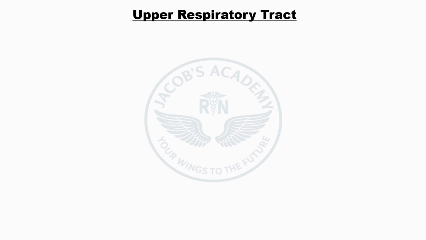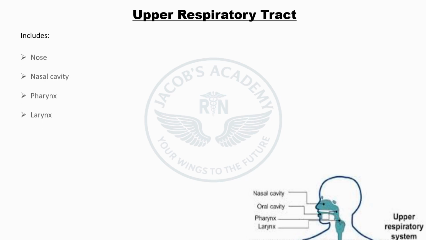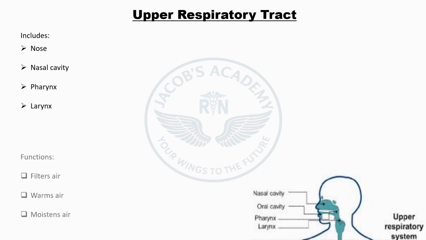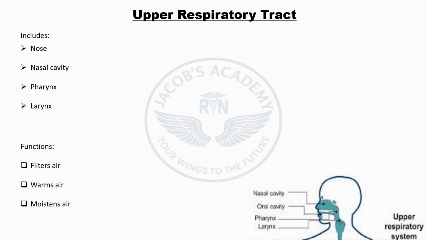Now let us discuss the upper respiratory tract. So the upper respiratory tract includes the nose, nasal cavity, pharynx and larynx. So the air enters the body through the nose and passes into the nasal cavity. So here the air is filtered, warmed and moistened before moving further down the respiratory tract. So coming to the pharynx, which acts as a common passage for both air and food, directing air towards the larynx, and the larynx, which is also known as the voice box, helps in voice production and protects the lower airway during swallowing.